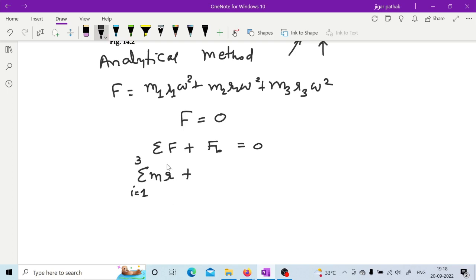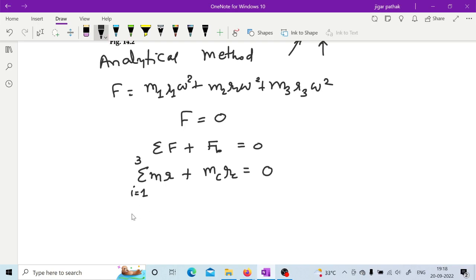So here in our case there are three masses, right? So here sigma i equal to 1 to 3 of mr plus this balancing mass and radius, that is mcrc, must be equal to 0.